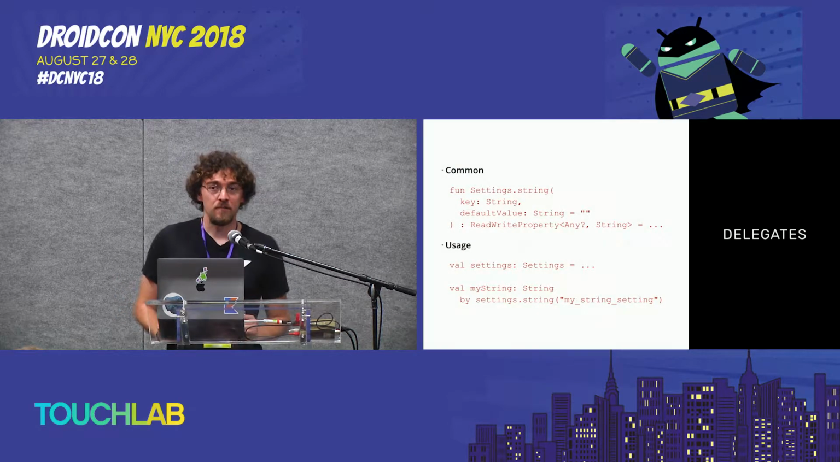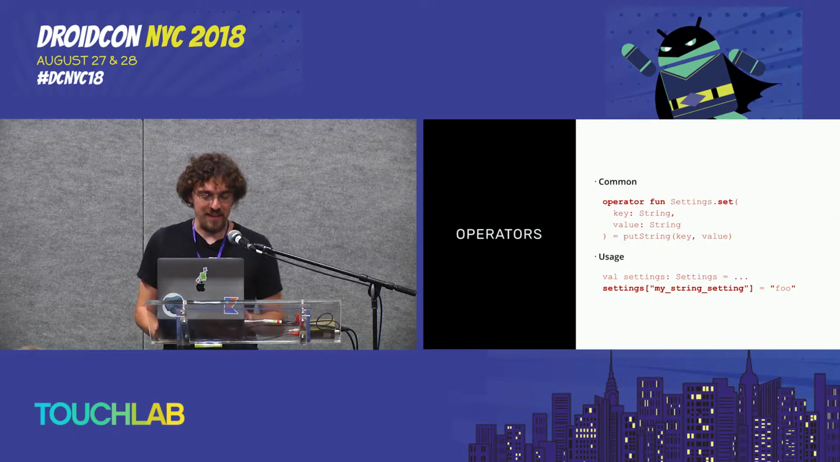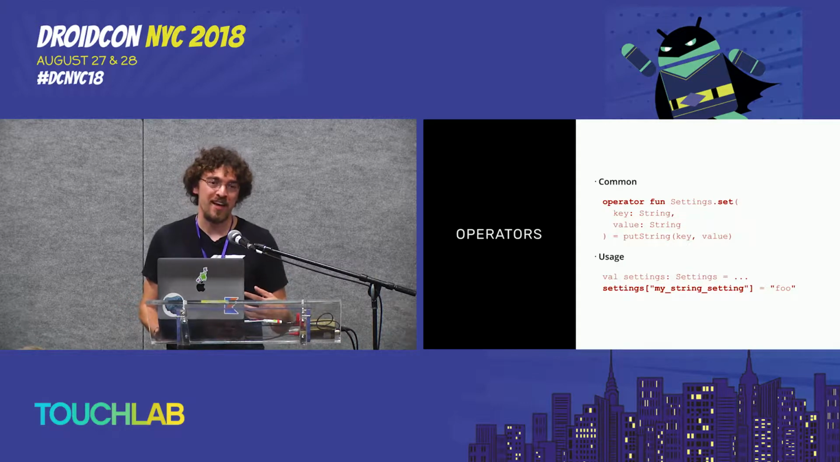Once you have those platform APIs in place, you can start to do some other more powerful things from your common code that you just have to code once. I have some delegates, some functions that return read-write property objects, so you can use that nice spy syntax. Also some operator functions, so that you can get that nice bracket syntax when you're getting and setting things. And the lesson here is once you've abstracted your platform APIs away, there's a lot of power that you can get from just building things once at the common Kotlin layer.